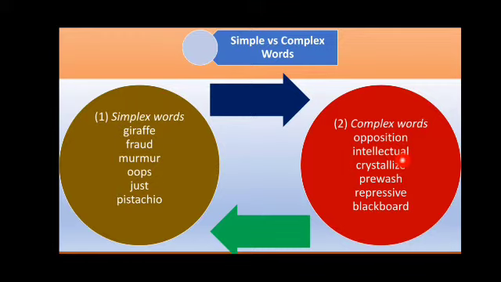Here we have intellectual, which is taken from intellect. Intellectual, two morphemes, so a complex word. And here we have crystallize, taken from crystal, two morphemes and a complex word. Here we have pre-wash, taken from wash, and prefix, right? So pre-wash is a complex word example. And here we have repressive, taken from pressive, and there we have blackboard. So blackboard is also an example of a complex word having two morphemes, black and board, blackboard, right?